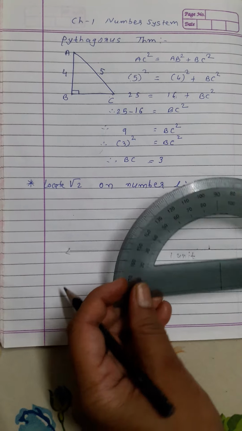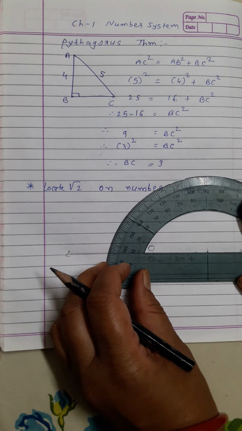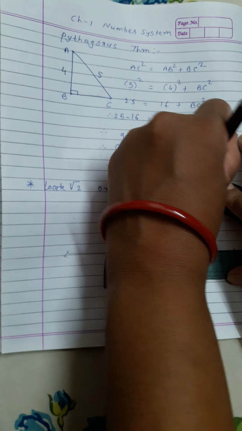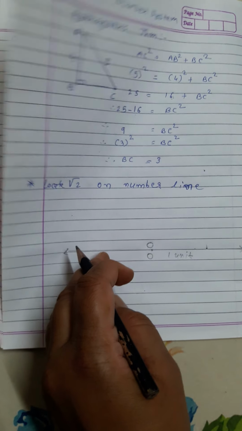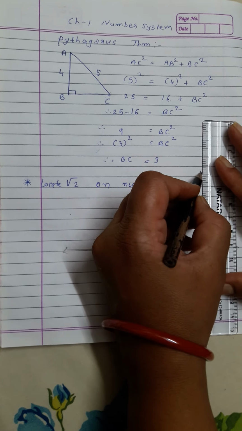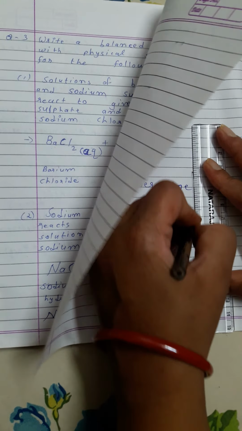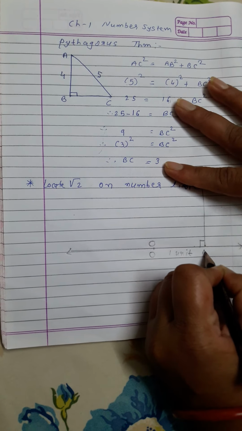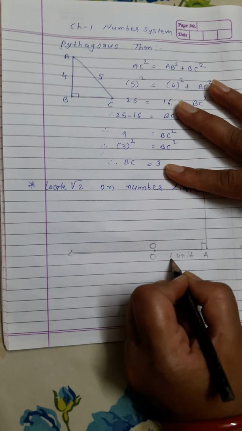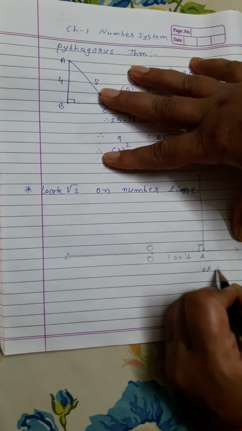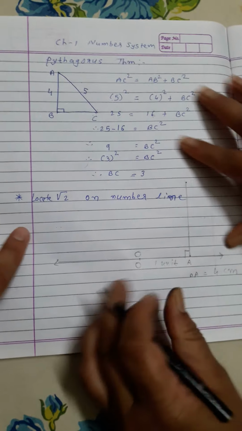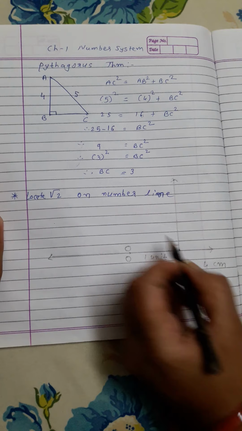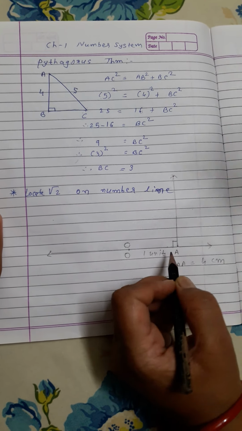Now at this point we make a right angle. Say this point is A, OA equals 1 unit and OA equals 4 centimeter. And here we draw a right angle by using a protractor.